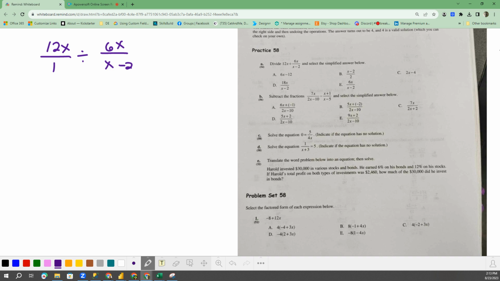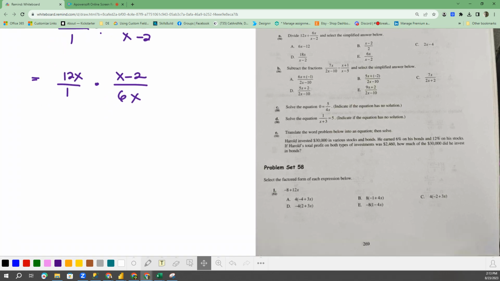Since this is division, then we need to do the keep it, change it, flip it. So I'm going to keep the 12x over 1, make it multiplication, and then flip the divisor, which is x minus 2 over 6x. Once you get to this point, you have two numerators and two denominators. You need to factor them all out.